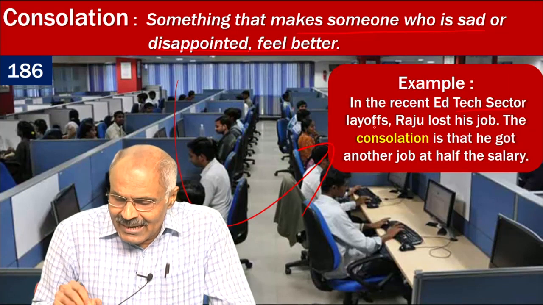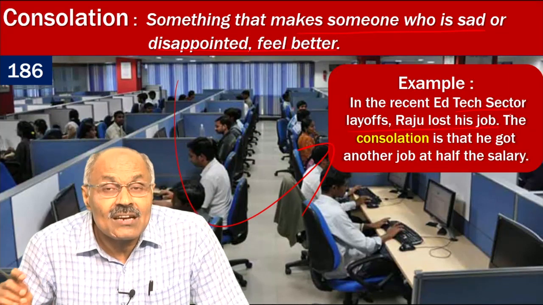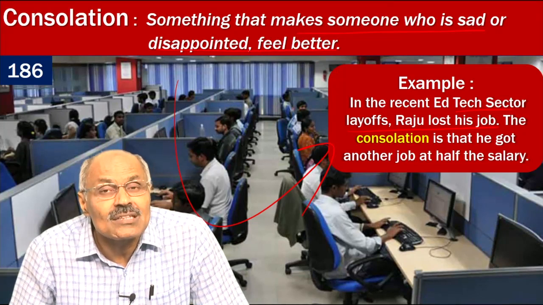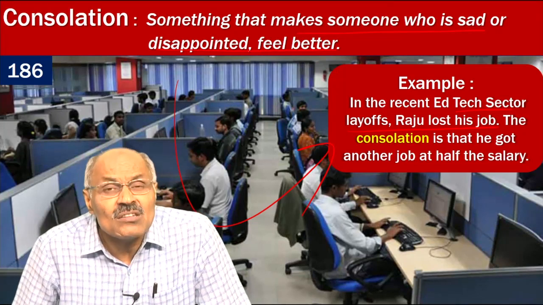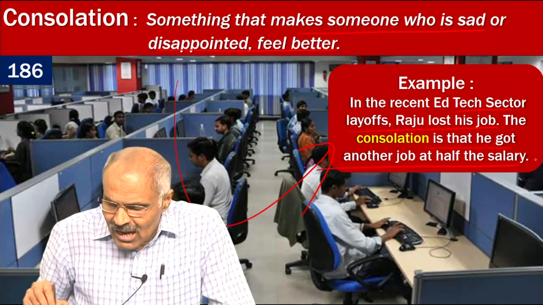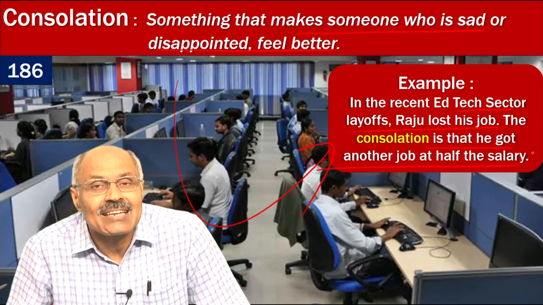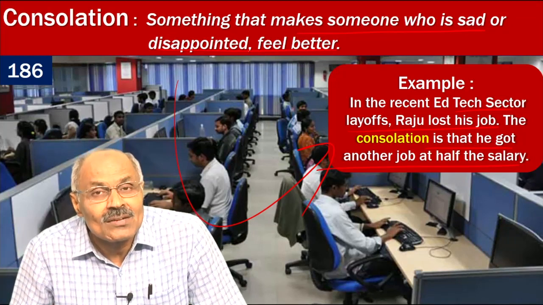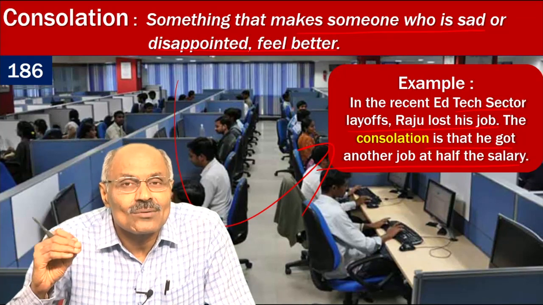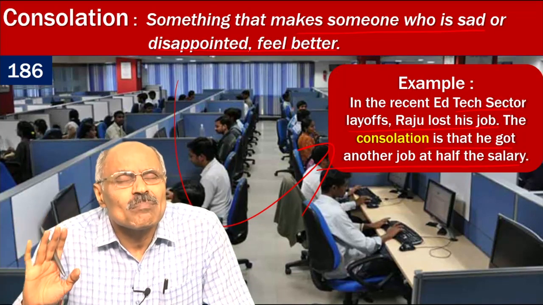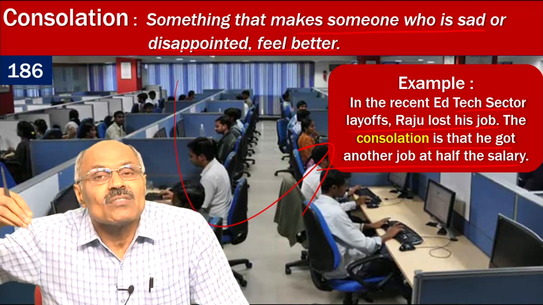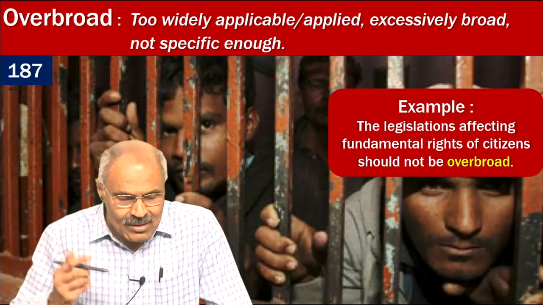In the recent edtech sector layoffs, there were several layoffs that took place in the edtech sector during the past 2 years. He lost his job, but the consolation is that he got another job at half the salary. It is a consolation, right? So consolation means you are disappointed, sad, but that news makes you feel something better, right?